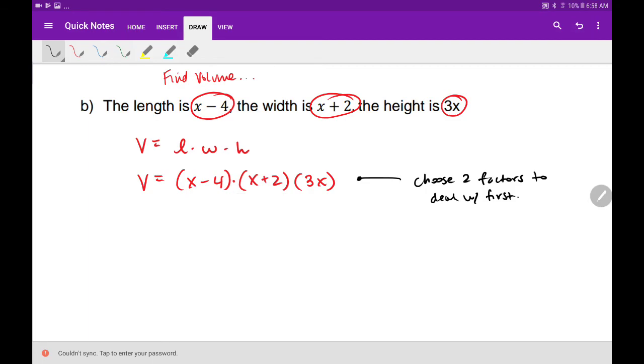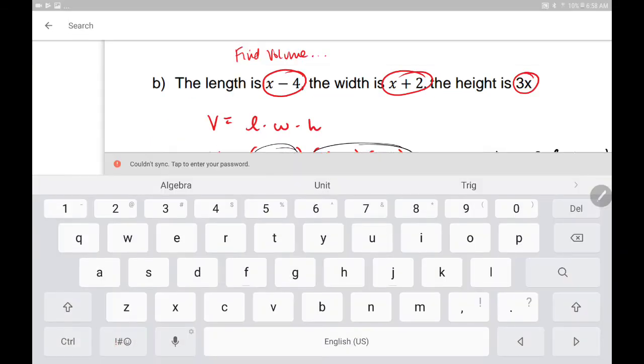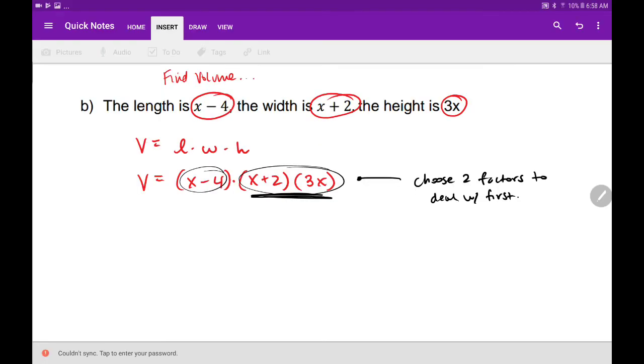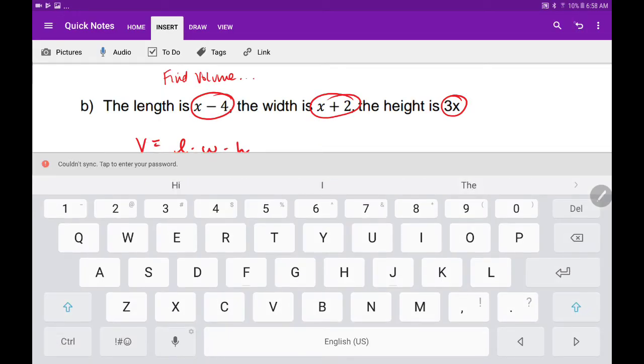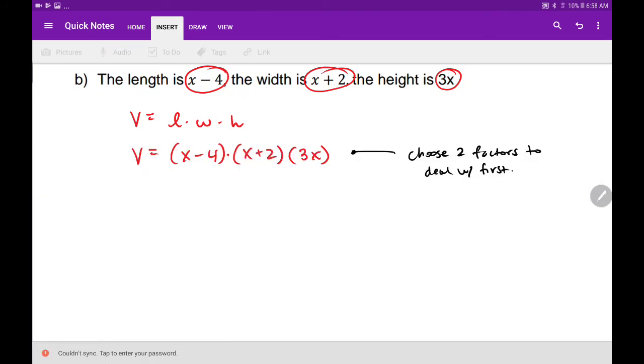You can start with the last 2 first if you want. Distribute those, and then deal with the x minus 4. It doesn't matter what you do as long as you just choose 2 and do them really carefully. So since it doesn't matter, I'm going to go ahead and do the last 2. Why not? Okay, I'm going to FOIL that out first.